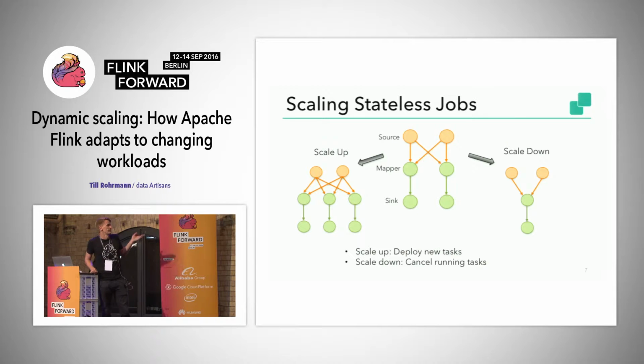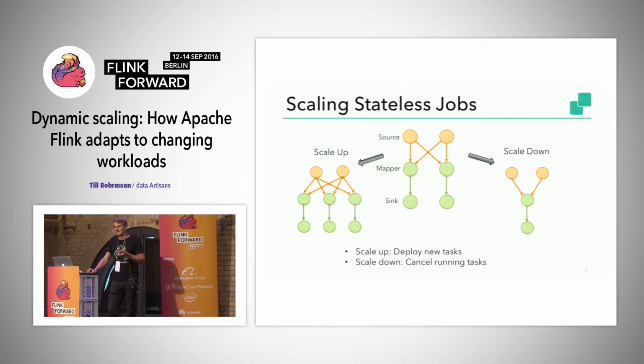And the same basically applies to scaling down. So when we see that the mappers are actually idling, then killing one could help to keep the remaining mapper, which is now responsible for the whole workload, busy again. So scaling these stateless jobs is quite simple.